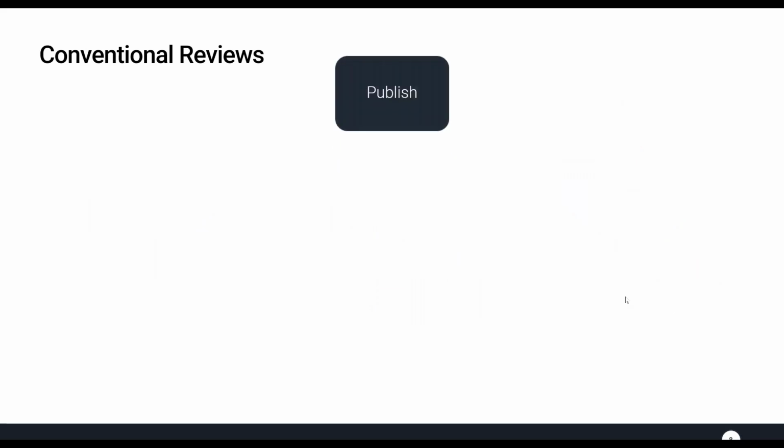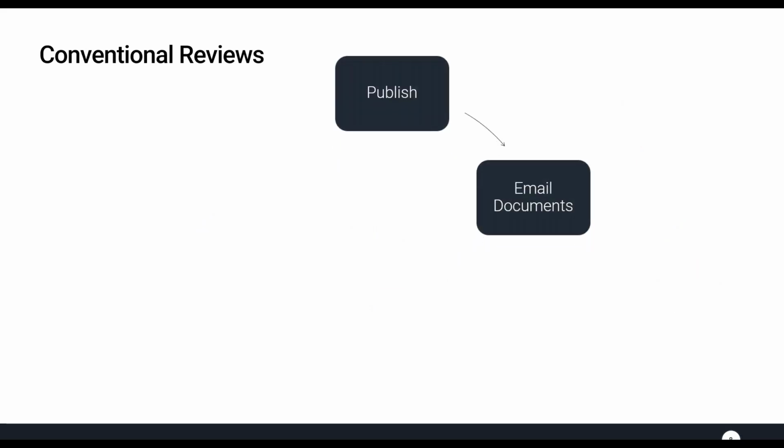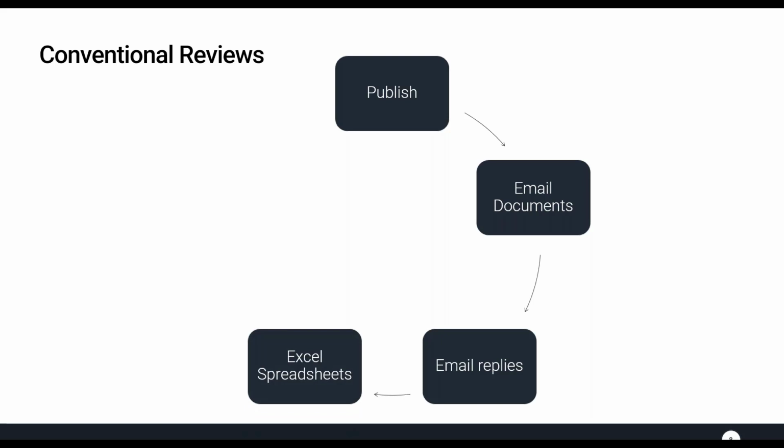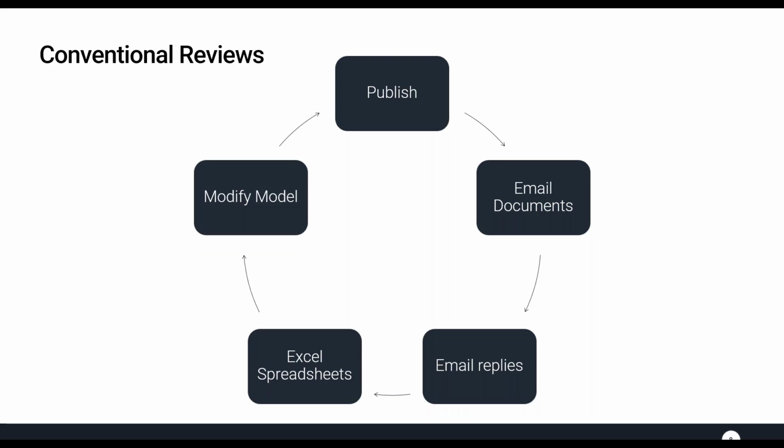Conventionally, reviews is all about publishing our models as a Word or a PDF, and then emailing those as documents, and then getting people to reply to emails, and then again having another spreadsheet to keep track of all the comments, update the model, and then publish, and this cycle just goes on. It's one of the long and time-consuming ways to use the model information.